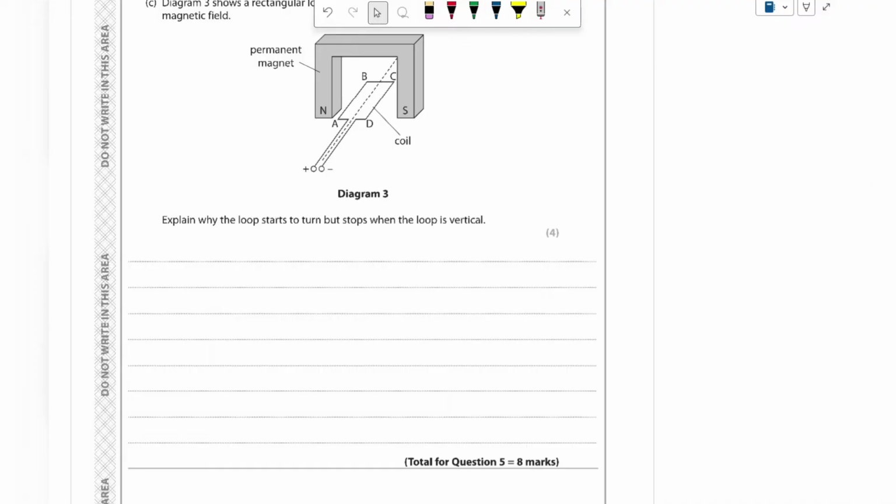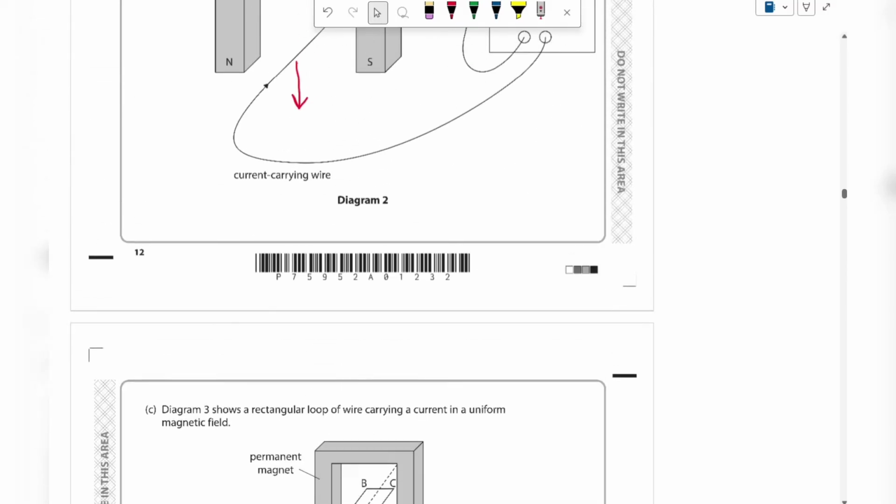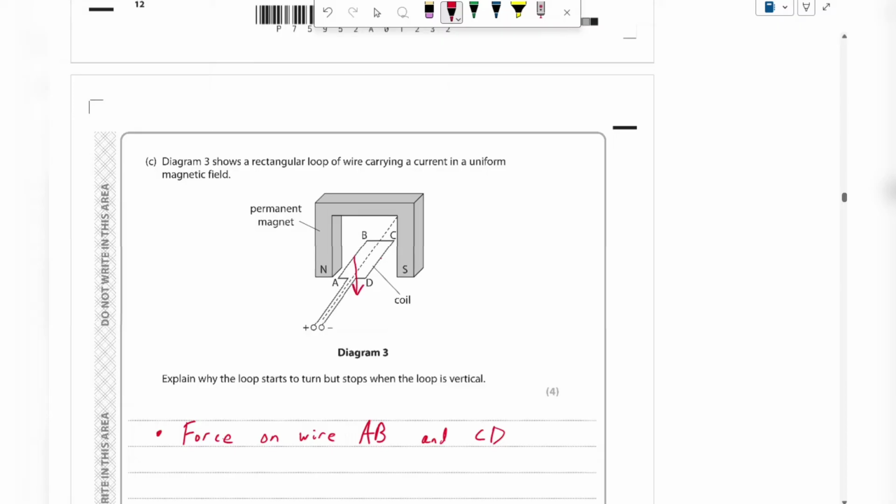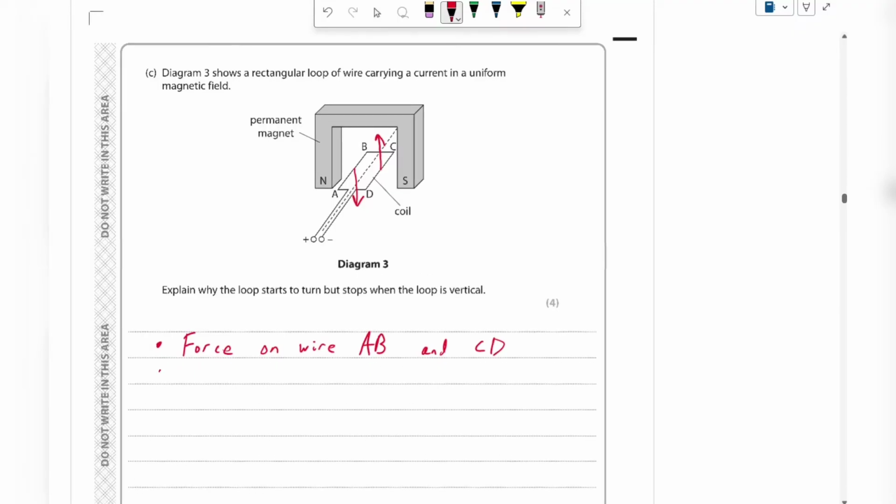Okay, here we go. Nice motor effects question. 4 marks. What is the easiest way to get the marks? So I think the first thing you're going to do is say there's a force on the wire. Which bits of the wire? Well, the force on wire AB, that's the wire we just spoke about, and CD. Specifically, we just did BA, didn't we? So BA is going to feel a force downwards, CD is going to feel a force upwards, because the current is in opposite direction.